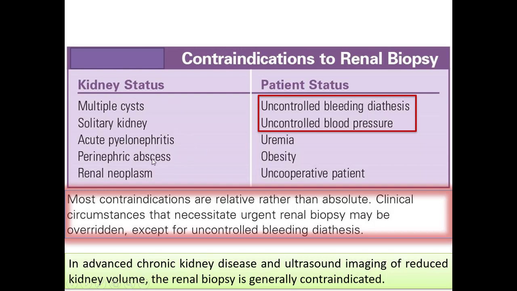But all the other contraindications may be relative or absolute, like the solitary kidney, because if the patient has a solitary kidney, any problem or complication in this biopsy will harm him a lot. Others are multiple cysts, perinephric abscess, renal neoplasm, obesity, and uncooperative patients. Most contraindications are relative rather than absolute, and the clinical circumstances that necessitate urgent renal biopsy may override them, except for uncontrolled bleeding diathesis.